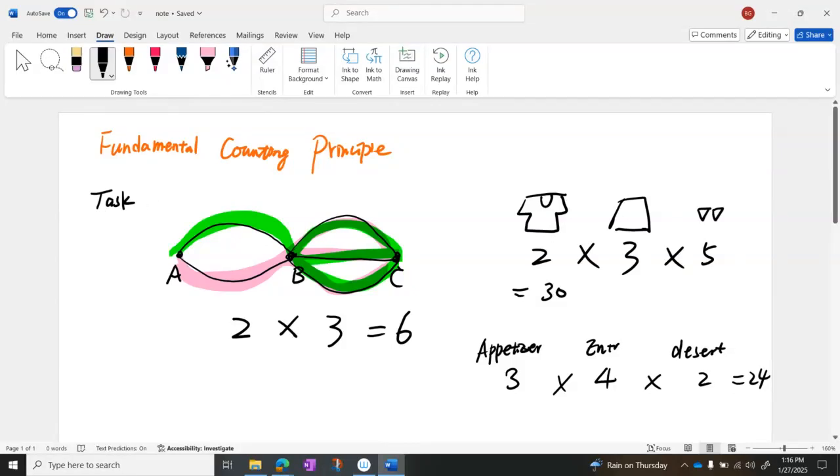Okay, suppose the task has multiple parts. You just need to multiply the number of ways to get each part done, and multiply those numbers together. All right, I hope this is clear, guys. What is the fundamental counting principle? I hope this is clear.